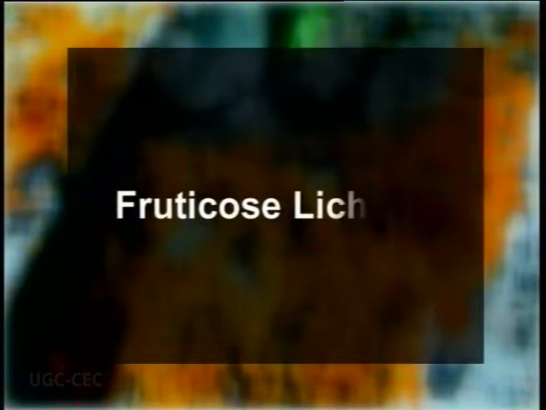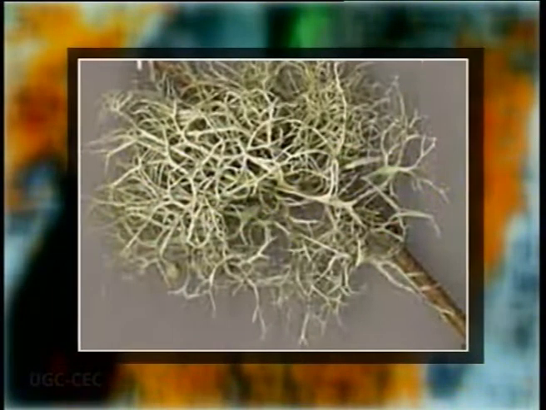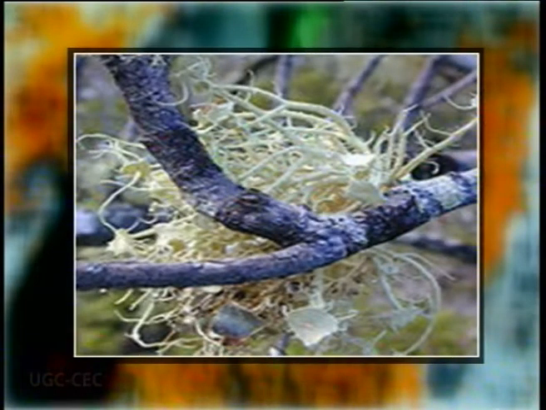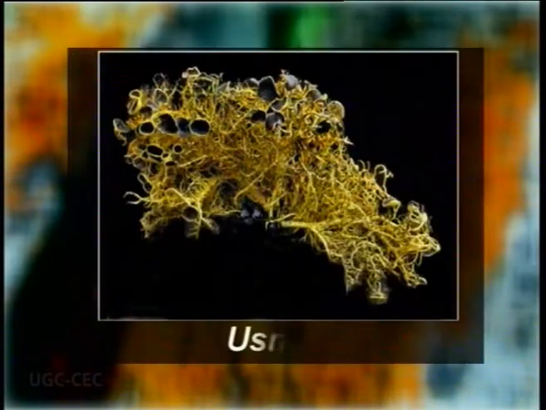Fourth category is fruticose lichens. The lichens are well-branched, erect, or pendulous structures which provide a shrubby appearance. The thallus is attached only at the base by a flattened disc. For example, species of Usnea.